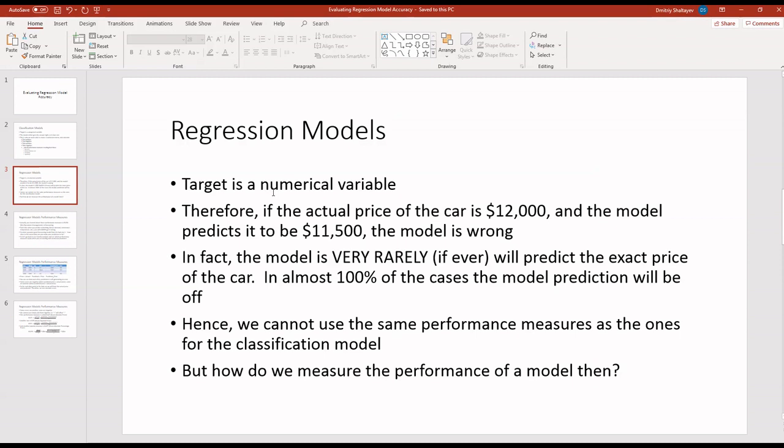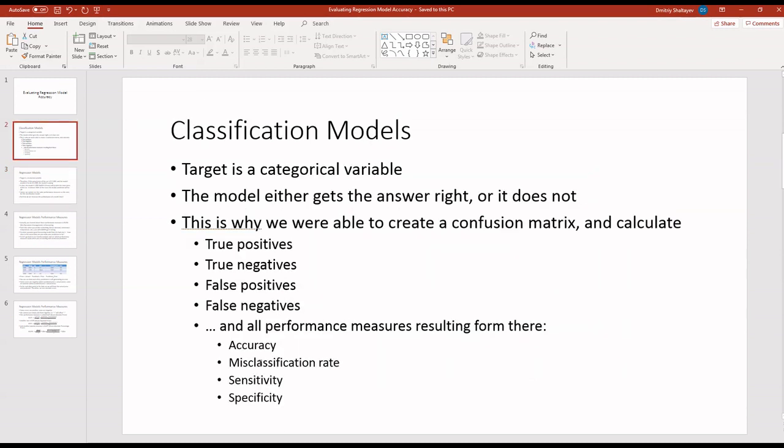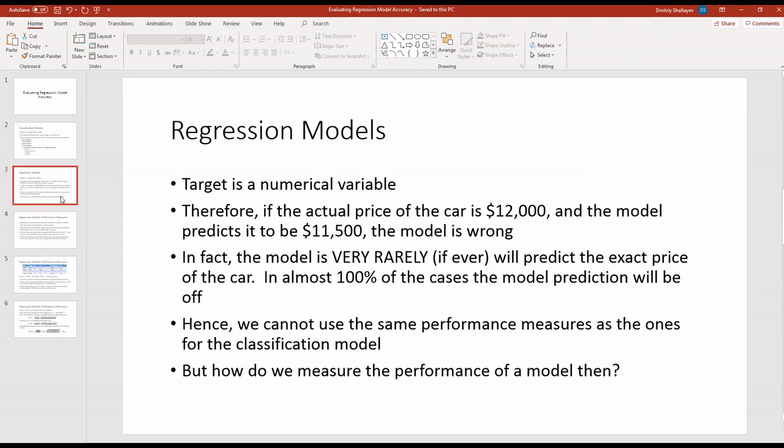So that means that our accuracy is going to be 0, pretty much, right? We're never right. Every time we predict something, we get it wrong pretty much 100% of the time. Well, it just basically means that we cannot use the same measures as accuracy, misclassification rate, sensitivity, and specificity. We have to use something else. So how exactly do we measure the performance of the regression model?